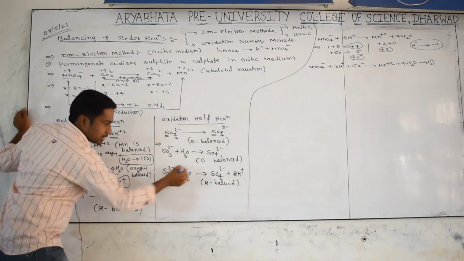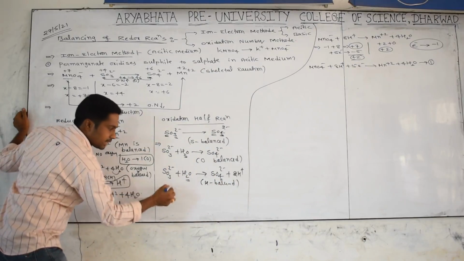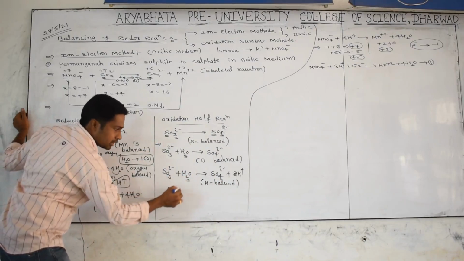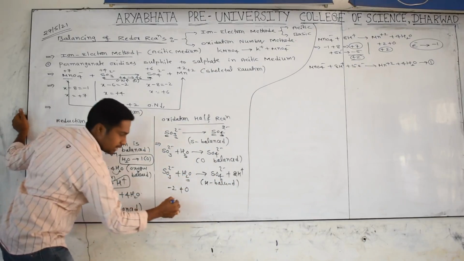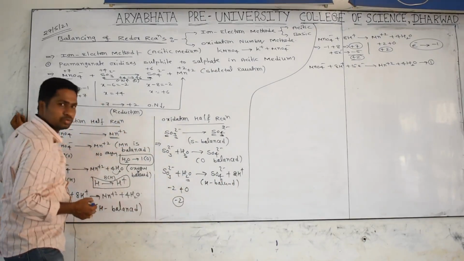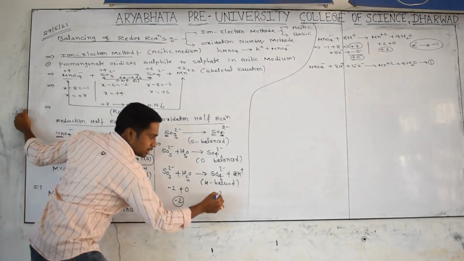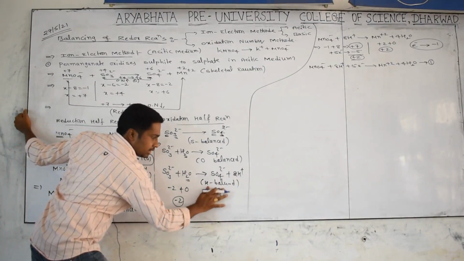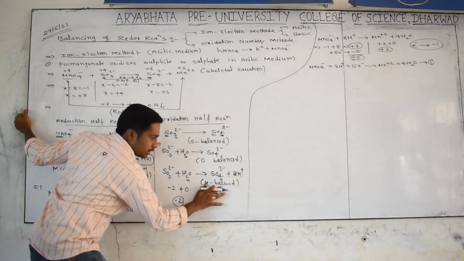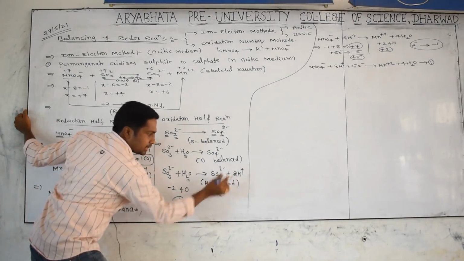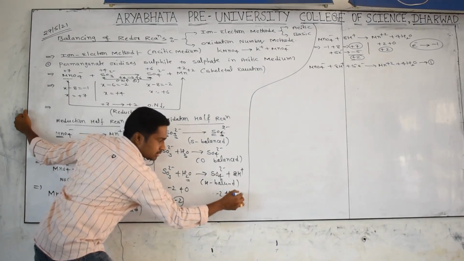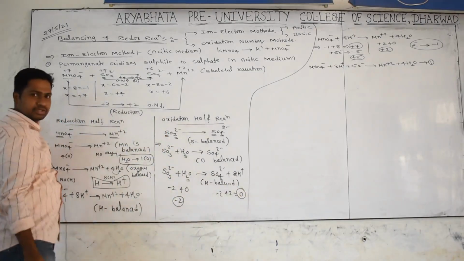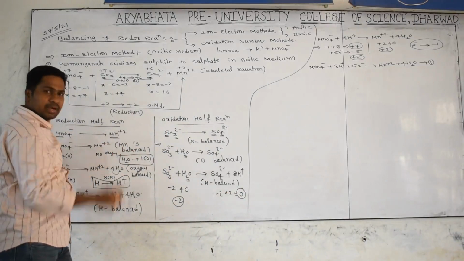After that, on the left side, the whole species carries -2 charge and water carries 0 charge. Anyway, the left side charge is -2. On the right side, each hydrogen carries +1, so 2 hydrogens carry +2 charge. Right now the right side has 0 charge, and here there is -2 charge.